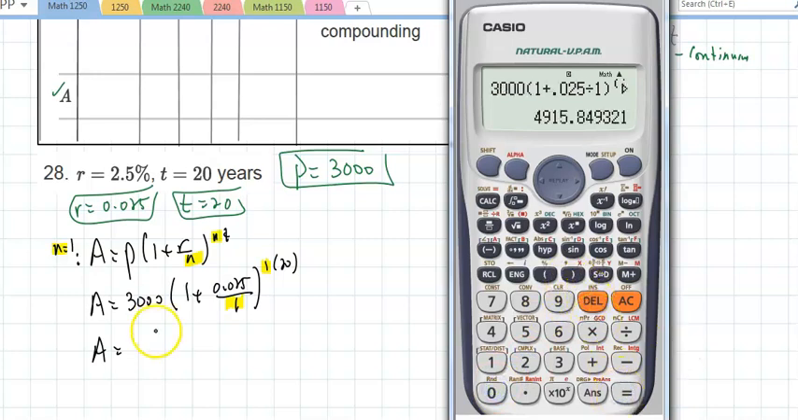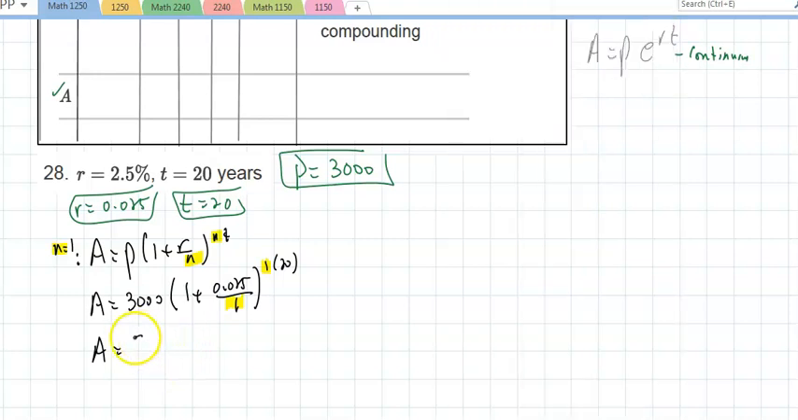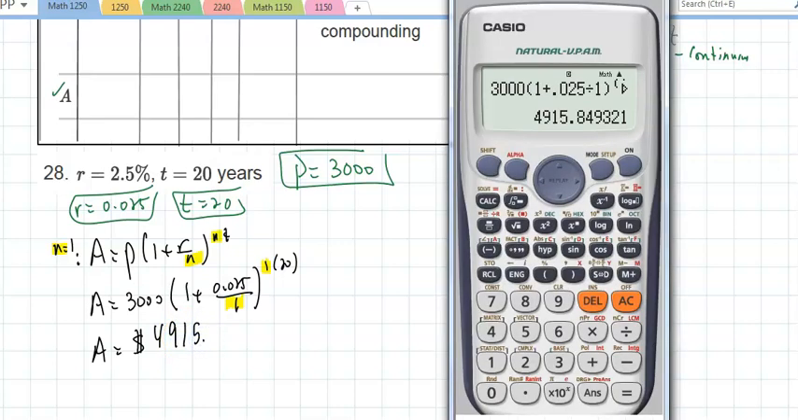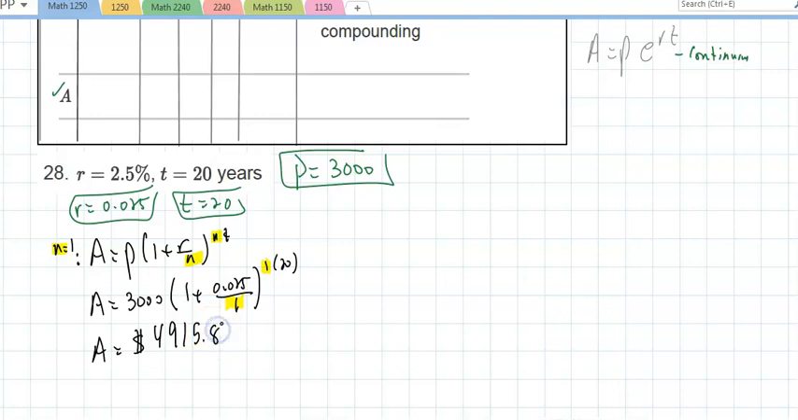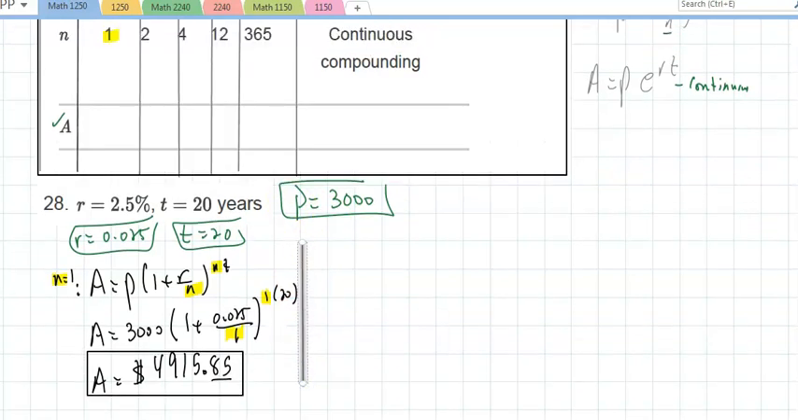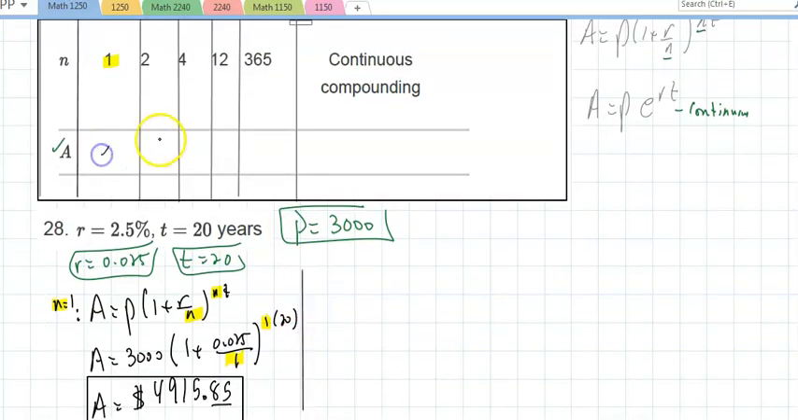And I get $4,915.85. You always round to 2 decimals when you're dealing with money. And that takes care of this problem. If I look at the second, so this should go in there, but I can't fit him there.